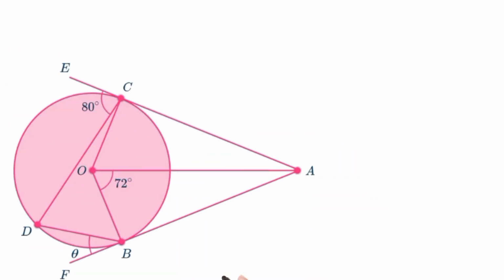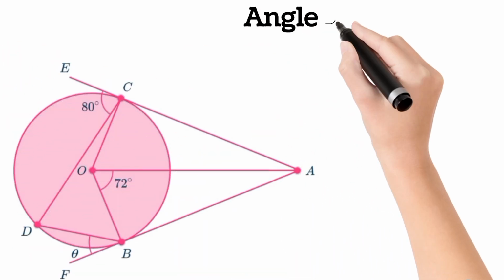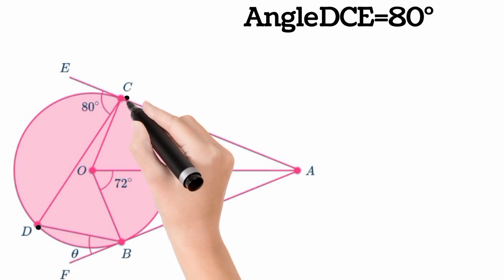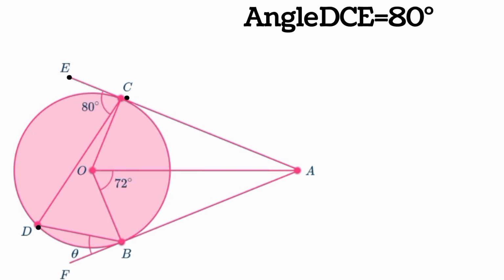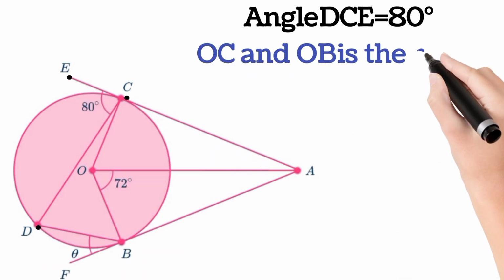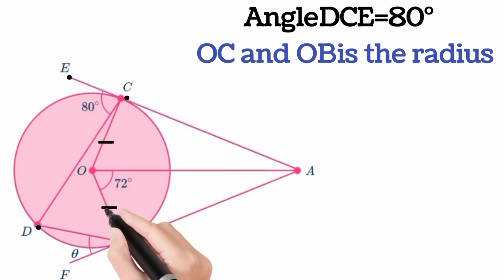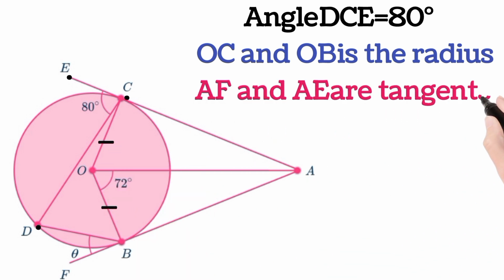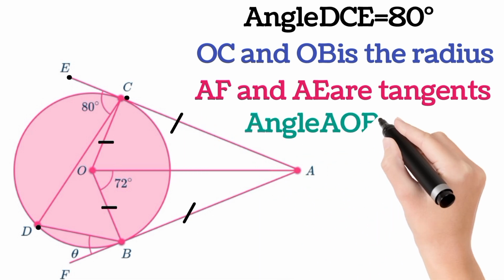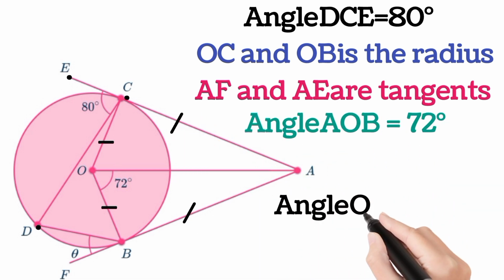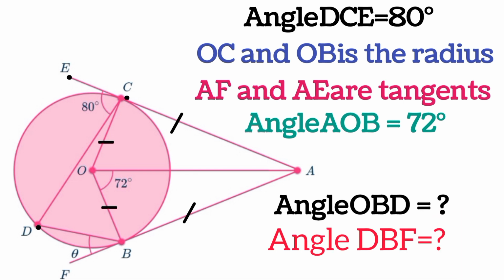This is the given figure and it's given that angle DC is 80 degrees. This angle is 80 degrees. OC and OB are radii of the circle and AF and AE are tangents to the circle. And angle AOB is given as 72 degrees. We have to find out angle OBD and angle DBF. So let's see how to solve this question.